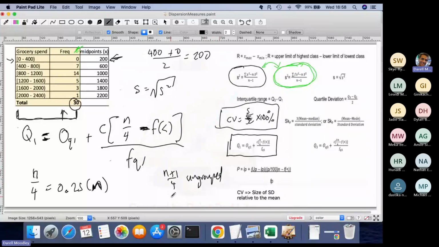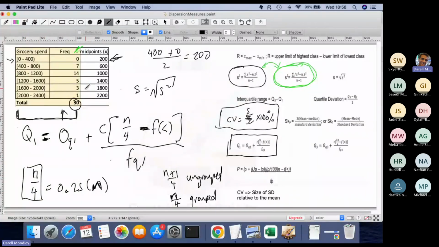For grouped, it's N over 4. There's no plus 1. Just remember that. Okay, it will make a slight difference, so make sure you remember that. There's no plus 1 when it's grouped. That's why there's no plus 1 here.